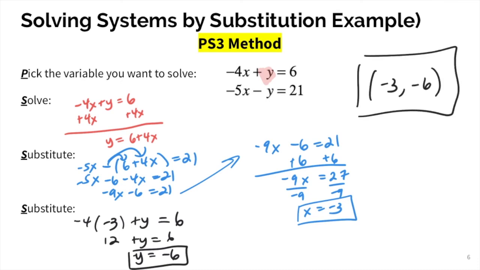So all I had to do was pick the variable that I want to solve, and I pick it based on whether or not I have a variable in my system that has a coefficient of +1. Then I want to solve for that variable. I want to substitute that expression it equals back into my other equation, and then I want to substitute in my value to find my other unknown.